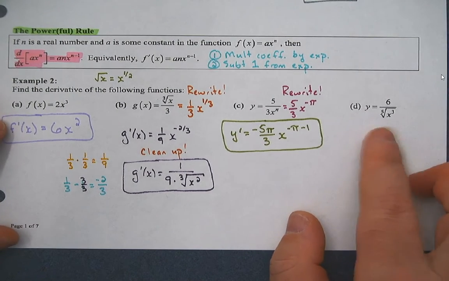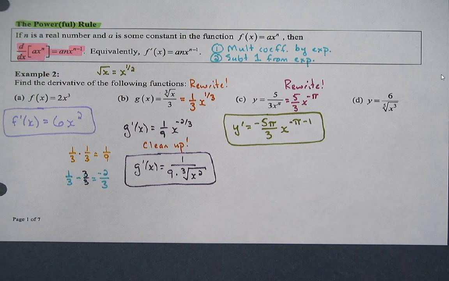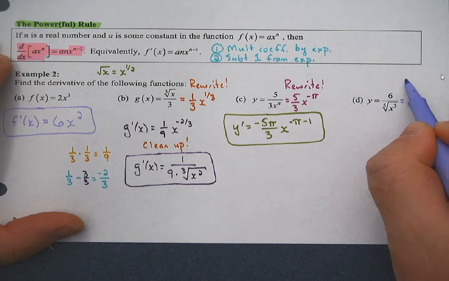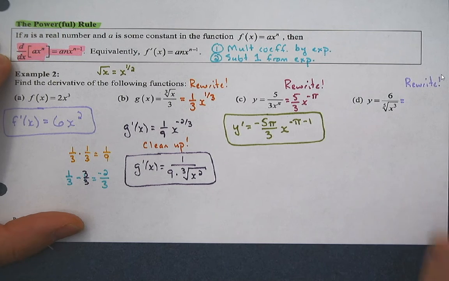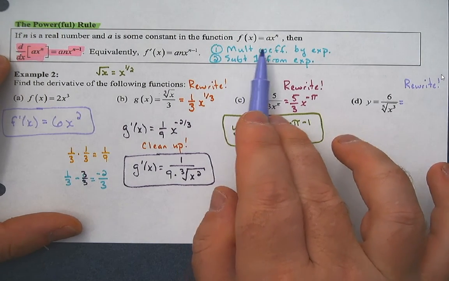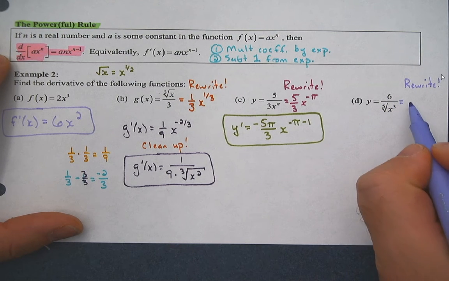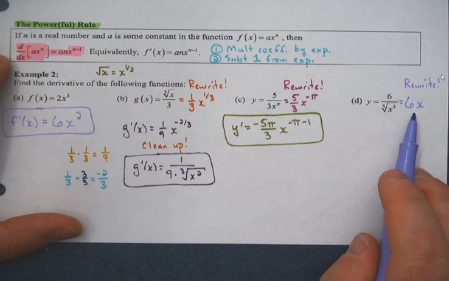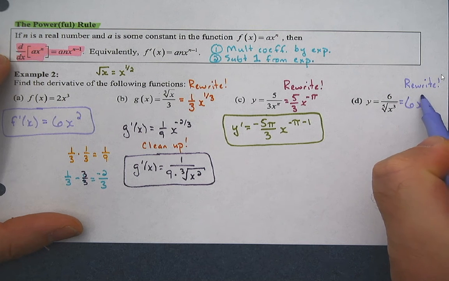All right, you're up again. I encourage you to pause here and try to do part D on your own. All right, let's see how you did. First of all, hopefully your math voice is catching on to this. I need to do a rewrite anytime it's not in this ax to the n format. So my coefficient is 6 over 1, so that's just 6. X to the... okay, we got a lot going on here. This x is on the bottom, so when I bump it up, it's going to need a negative exponent.